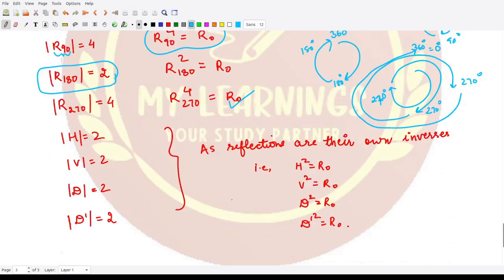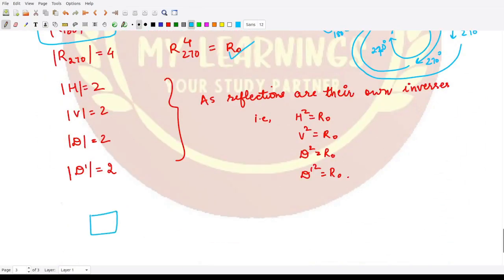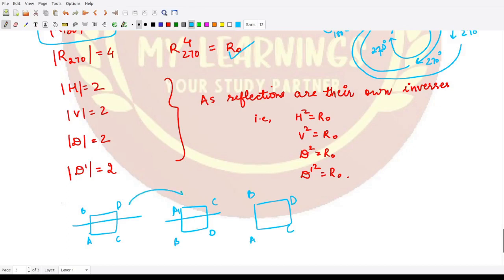What about reflections? You see, for a square, if we apply this horizontal flip, this portion A would go to B, C would go to D, correct? So it would be like this: B, A, D and C. If you flip it again, you would get back to the original orientation, which is A, B, C and D. So you see, we are doing this operation 2 times. Doing it again would undo the action. So therefore in this case the order is 2.